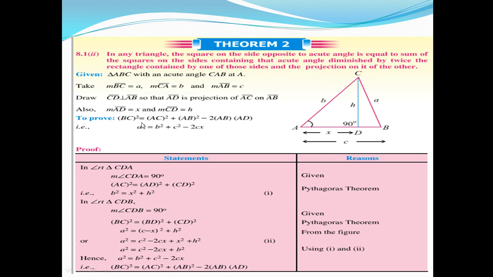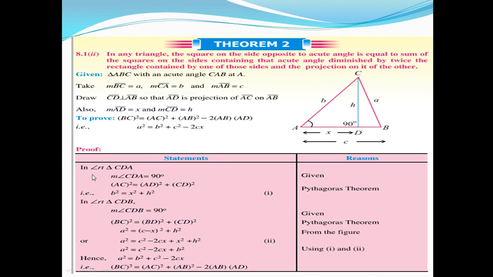b square is equal to AC square plus AB square minus 2 AB times AD. It is the converse of theorem one. This is a positive value and this time is a negative value. For an outer side projection the value is positive, plus 2cx, and for an internal one, minus 2cx.